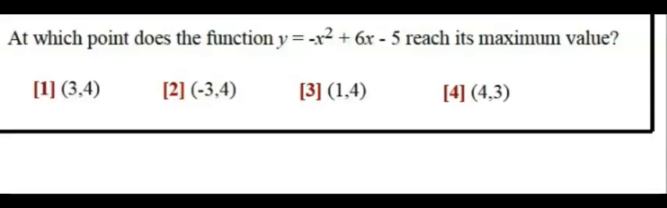So the maximum point is 4. It happens when x is 3. So depending on where your cursor is, you may get this approximate value, but that is a 3. But the maximum value is 4, right? 3, 4. So we'll select our choice and keep moving.